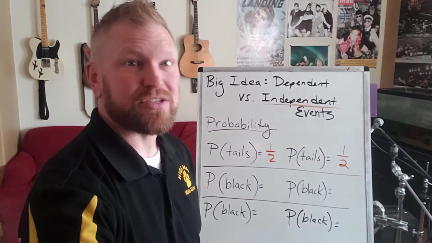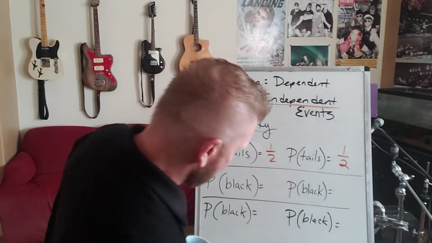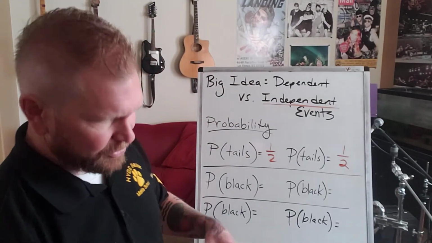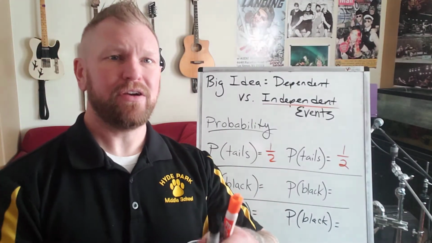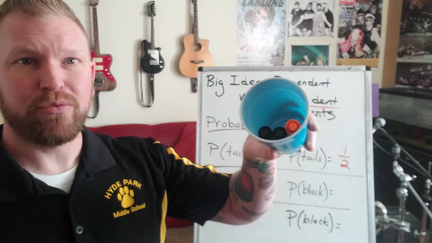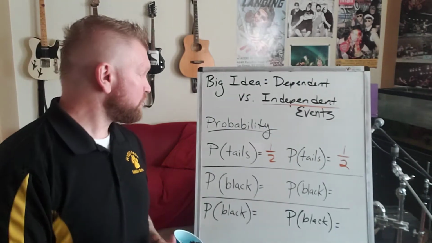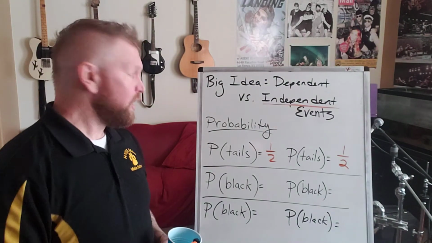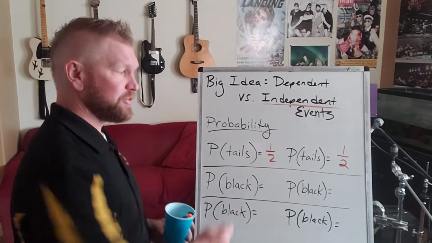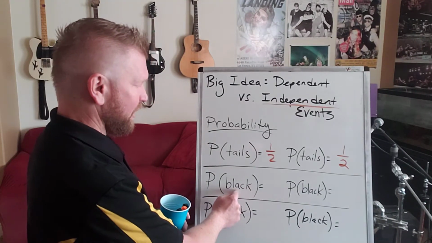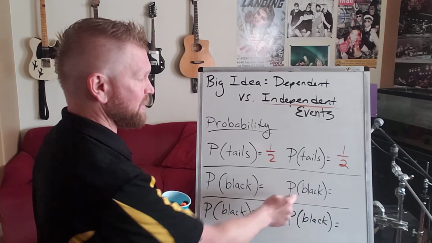Now check out this next experiment. We've got 3 markers in here. Okay, so 2 of the markers are black, 1 is orange. We're going to put them in here. So again, we got 2 black, 1 orange. Okay, so I'm going to close my eyes and randomly select one. What do you think the probability is that I select a black marker on the first try? I'm going to try it twice. So I'm going to try to get a black marker the first time and the second time.